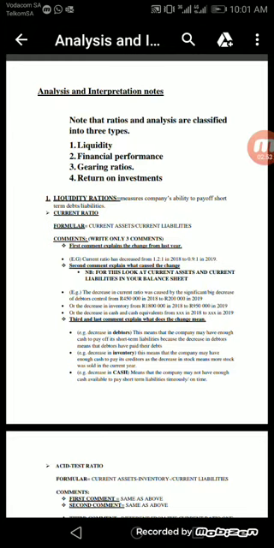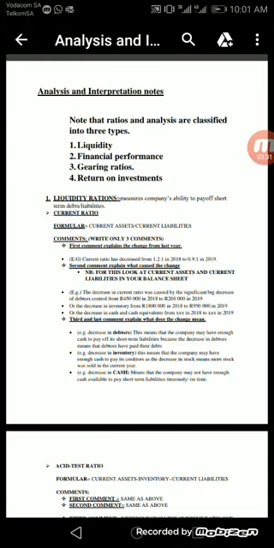I'm just quickly going to explain to you what each classification means. The liquidity ratios are simply telling the financial statement user whether the company will be able to pay off its short-term liabilities or not. It's even written there, as you can see, number 1, it says liquidity ratios measure the company's ability to pay off the short-term debts or liabilities.